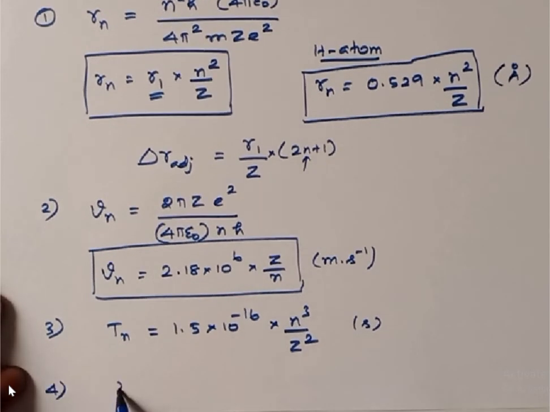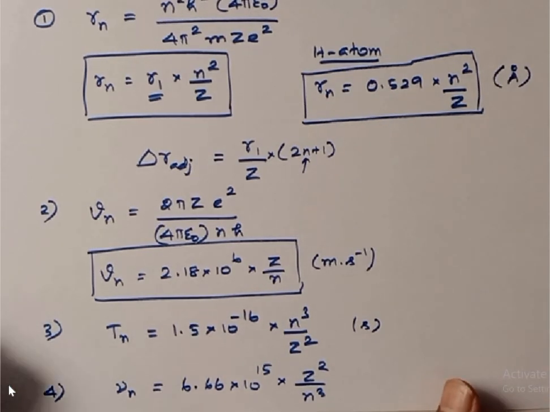We also derived the expression for the frequency of revolution. Frequency of revolution means the number of revolutions that the electron makes in a given orbit in 1 second. You can calculate that using the formula 6.66 into 10 to the power 15 into z square by n cube. Using this formula, we can calculate the frequency of revolution of the electron in a given orbit. So all these things we discussed in the last class.